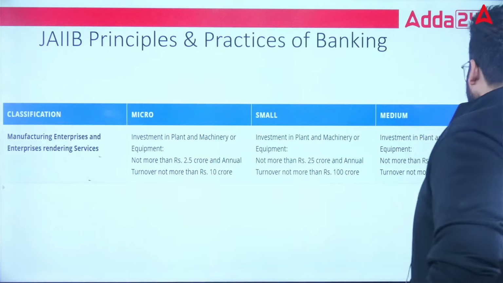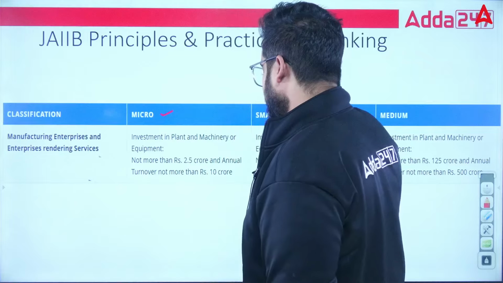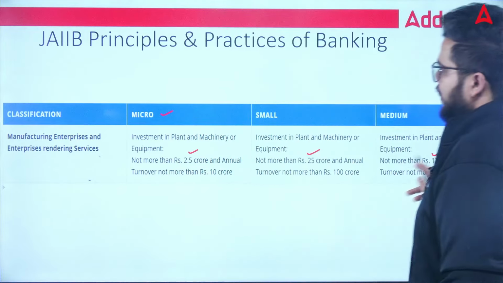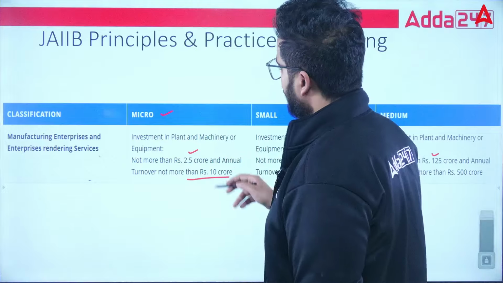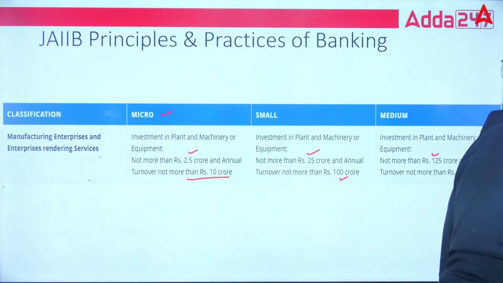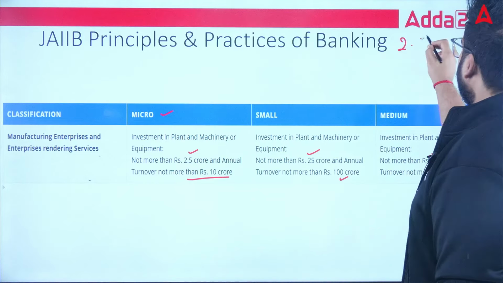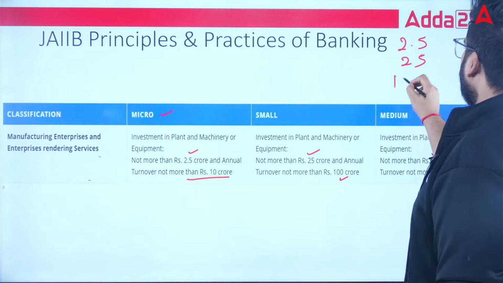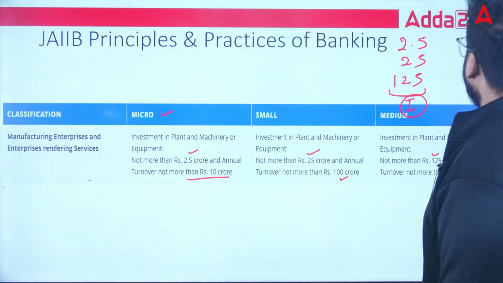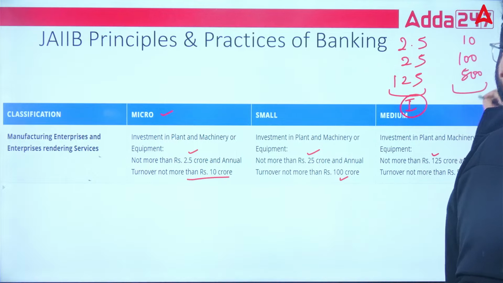For MSMEs, what is the limit? Let's just revise again. For micro, the investment limit is 2.5 crore, for small it is 25, and 125 for medium. Turnover should be not more than 10 crore in micro, for small it is 100, and 500 is for medium. So 2.5, 25 and 125 are the investment limits. When we talk about turnover, it is 10, 100 and 500.